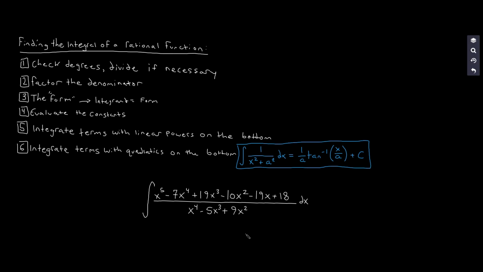All right, guys, so we have the indefinite integral of x raised to the fifth power minus 7 times x raised to the fourth power plus 19 times x raised to the third power minus 10 times x raised to the second power minus 19 times x plus 18, over x raised to the fourth power minus 5 times x raised to the third power plus 9 times x squared, integration with respect to x. Now, I don't know if I could do this, to be honest with you, but the book challenges me to, so I think I'm going to try.